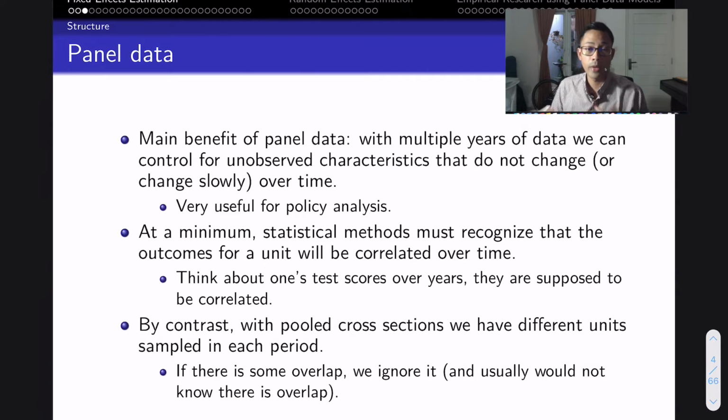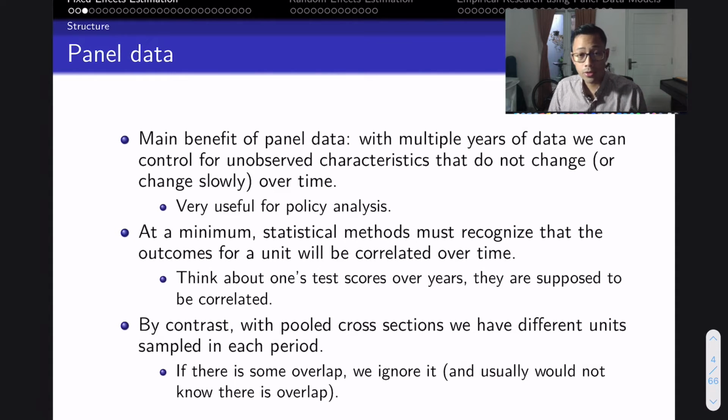So if we're looking at wages of individuals across time, then we might think that my wage today is going to be correlated with my wage in the future, or my wage today is going to be correlated with my wage in the past period. Another example here is test scores. So for example, if you're looking at students' test scores across years, say for math, then her math test score today is going to be correlated with her math test score in the previous year and of course later on in the year.